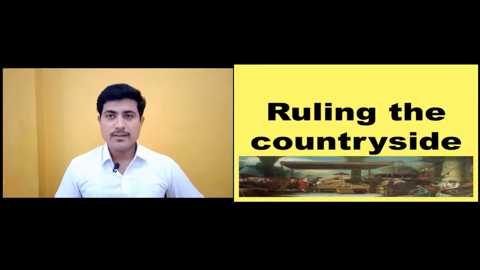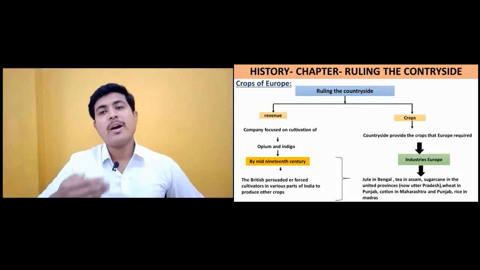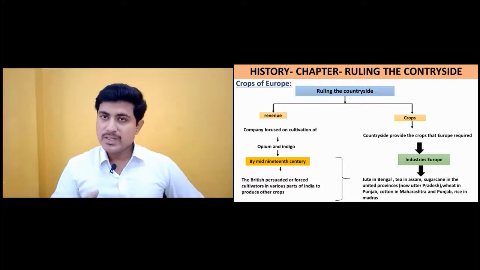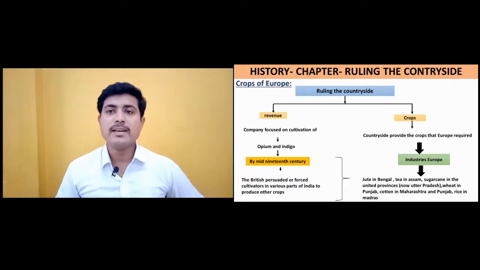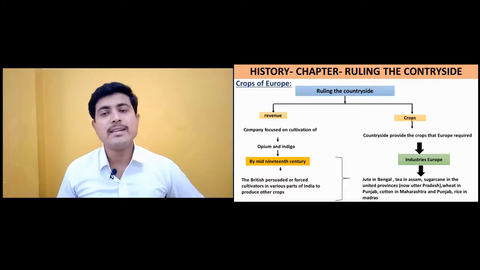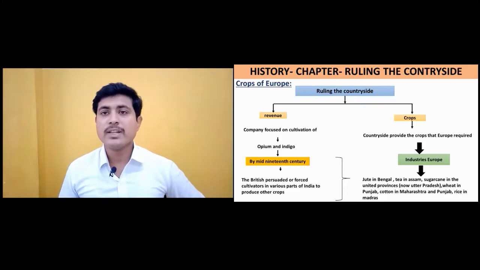Now they started creating revenue by forcing those peasants to grow particular crops, which are opium and indigo. And by the mid 19th century, they started forcing cultivators in various parts of the country to produce particular crops.